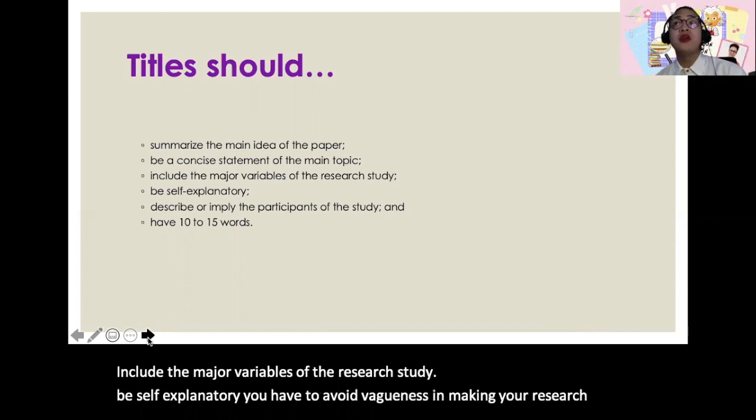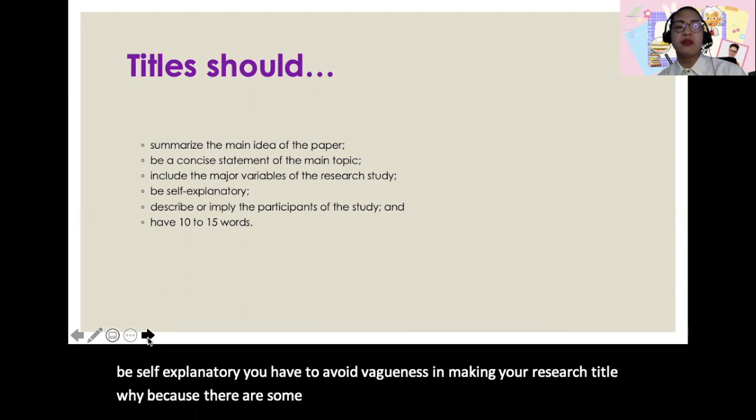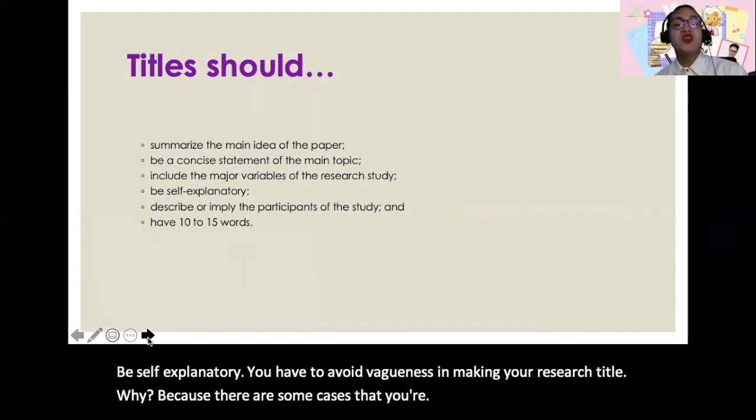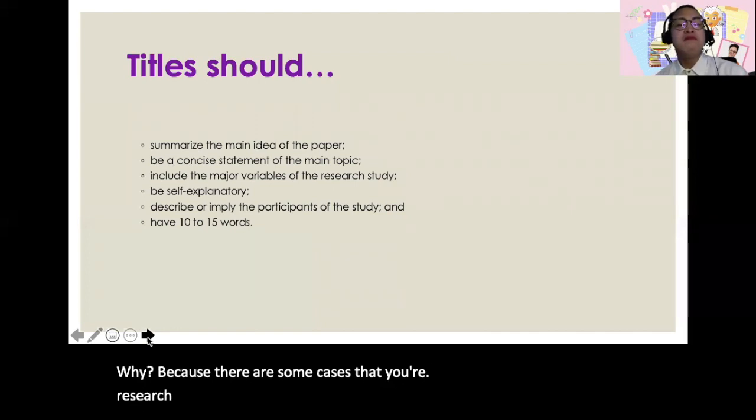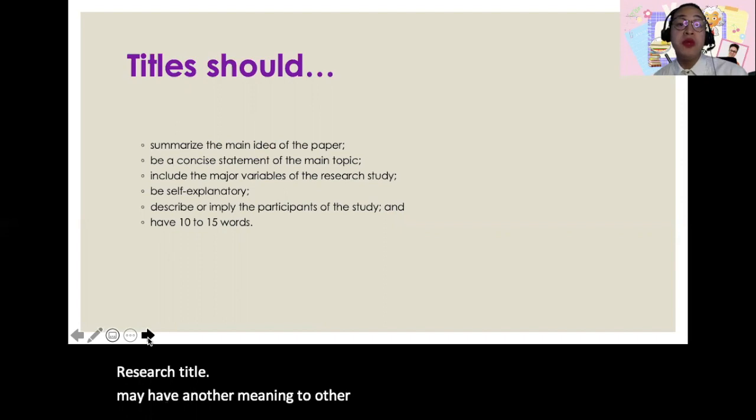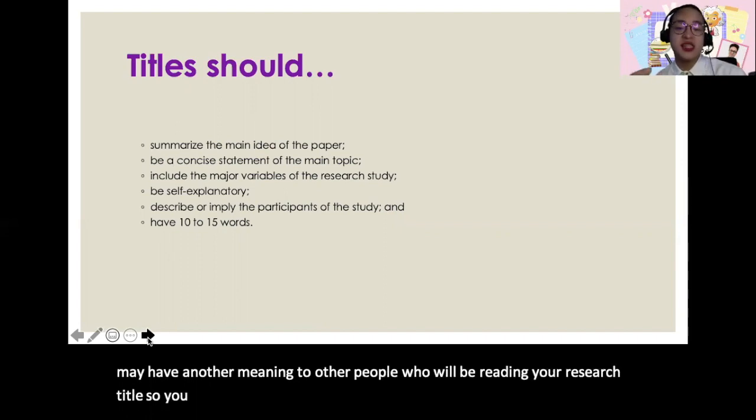You have to avoid vagueness in making your research title. Why? Because there are some cases that your research title may have another meaning to other people who will be reading your research title. So you should avoid that instance, okay?